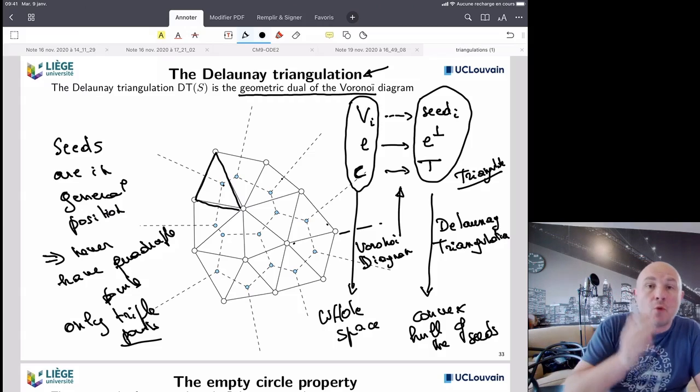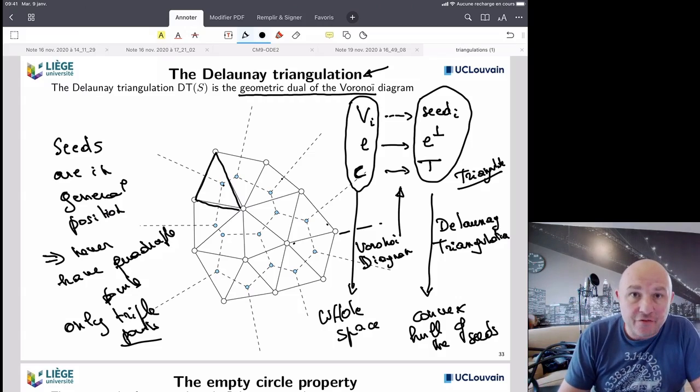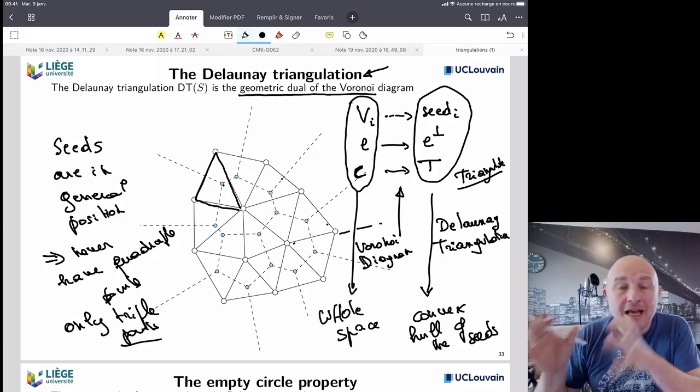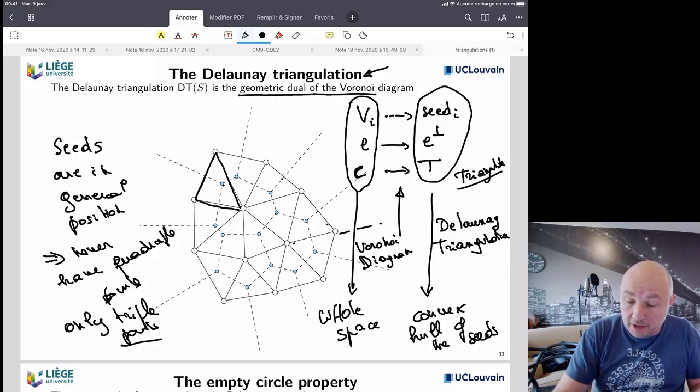And you can go from one to the other pretty easily. So it means if I have a Delaunay triangulation, I can build the Voronoi diagram. If I have the Voronoi diagram, I can build the Delaunay triangulation. For example, imagine that I have the Voronoi diagram. I don't have the Delaunay triangulation. What can I do? I can just draw.